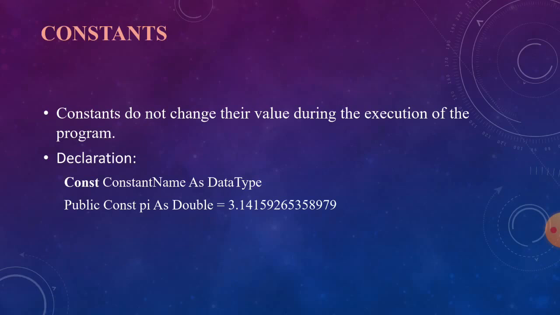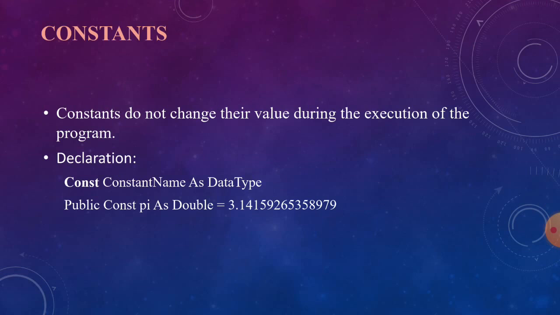The syntax of constants is const, C-O-N-S-T, constant name as data type. This const is the keyword which is used to declare constants. A small example: public const pi as double is equal to 3.14. We are storing pi as a double data type, and we have stored the value 3.14. That means pi is 22 by 7, and we are storing it here directly as 3.14. That is how to declare constants.